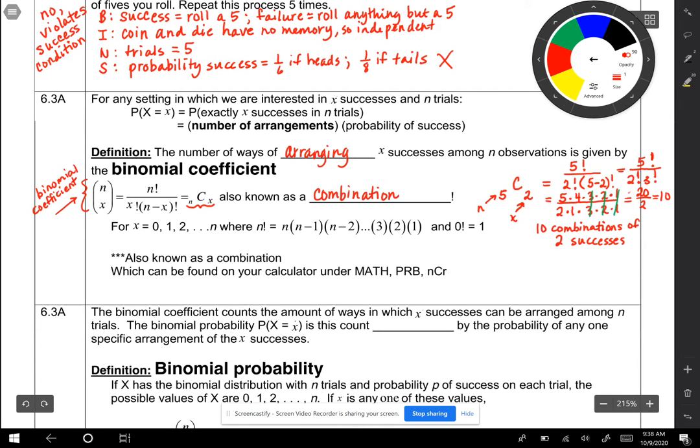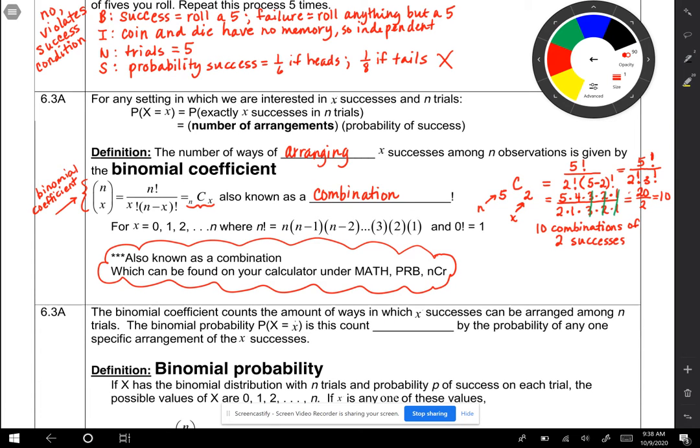But most people don't want to do this by hand. It takes too long. So you can do this on your calculator. How you get to it is you select math first, and then you go all the way to the far right and select probability, PRB, and then you pick the combinations. There's permutations, nPr, but you want the combinations.